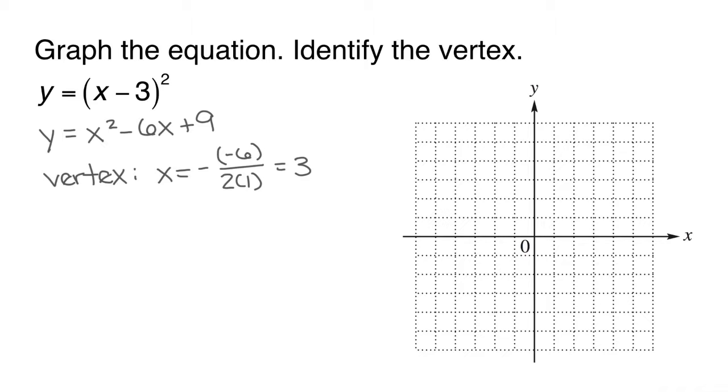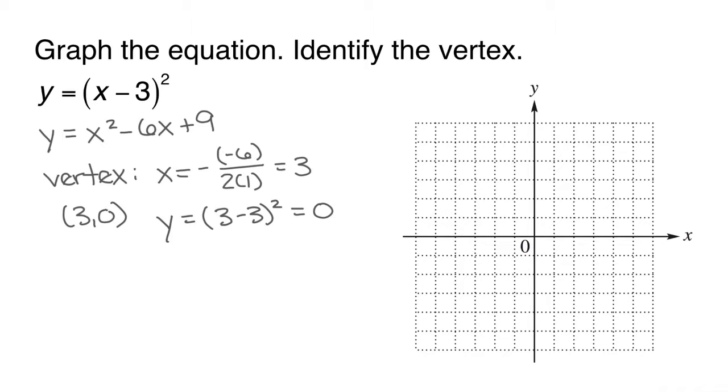We can find the y-coordinate of the vertex by substituting 3 for x in the original equation, and we have y equals 3 minus 3 all squared, which is 0. This tells us that our vertex is the point 3, 0. Note that this is also an x-intercept because it crosses the x-axis at 3, where y is equal to 0.